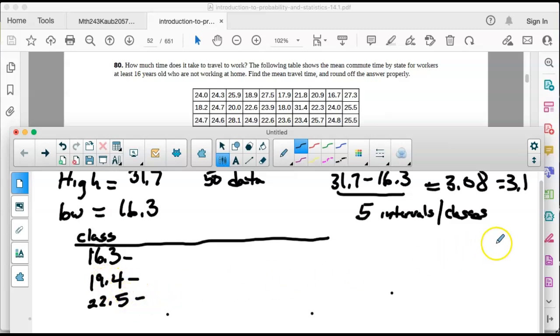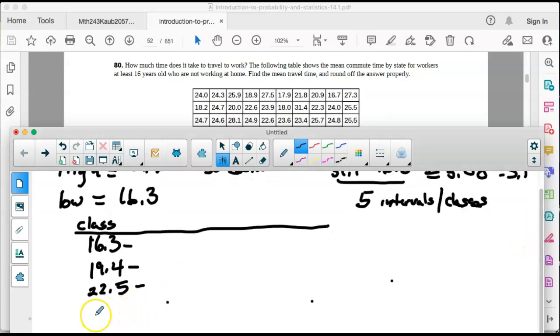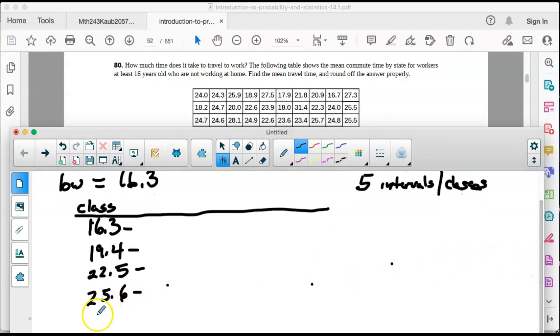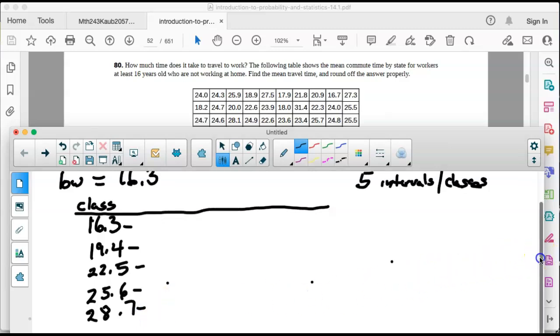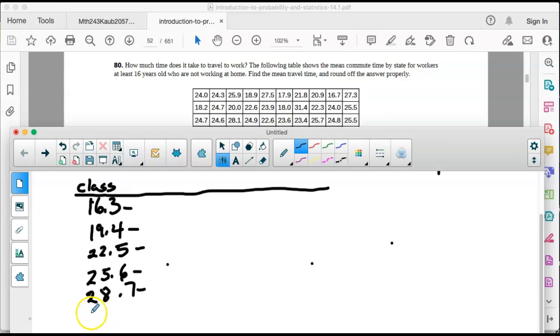Then we add 3.1 again, so we get 25.6. And then adding 3.1, we get 28.7. Let's say we go one more so that we know what the high number is. I'm not going to use this so much because we already have 1, 2, 3, 4, 5. But if we add 3.1 to this, we get 31.8.